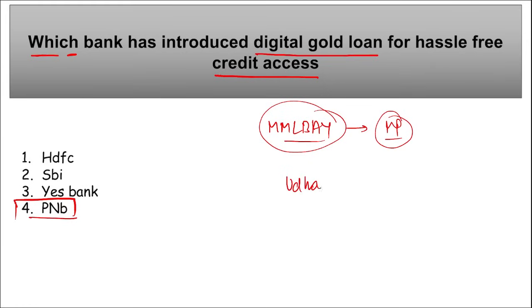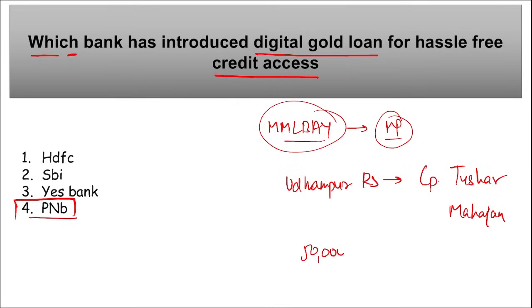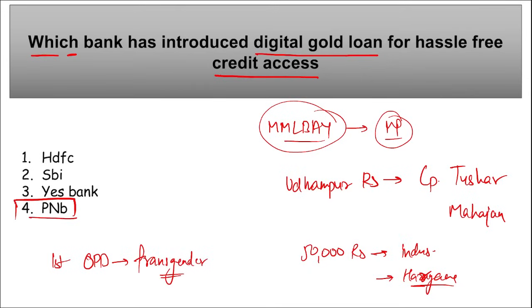Then, Udhampur Railway Station was renamed after whom? Udhampur Railway Station was renamed after Captain Tushar Mahajan. Then, which state will be giving 50,000 rupees to the daughters of industrial workers? It will be Haryana. Haryana state will be providing 50,000 rupees to the daughters of industrial workers. Then, India's first dedicated OPD for transgenders was launched by which hospital? RML Hospital.